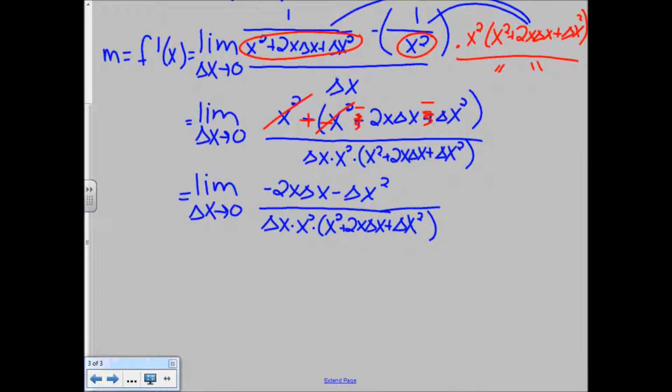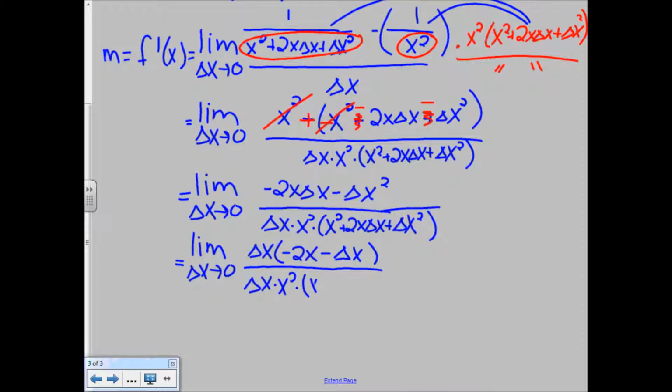Okay, so just like we did in the last problem, we have a greatest common factor of delta x in the numerator, so we can factor that out so we can cancel it with the denominator. So we're going to have delta x times negative 2x minus delta x all over that nasty long denominator of delta x times x squared times the quantity x squared plus 2x delta x plus delta x squared. Okay, so now that we factored out that delta x, we can cancel the one in the numerator with the one in the denominator. We can plug in 0 for delta x and see what happens.